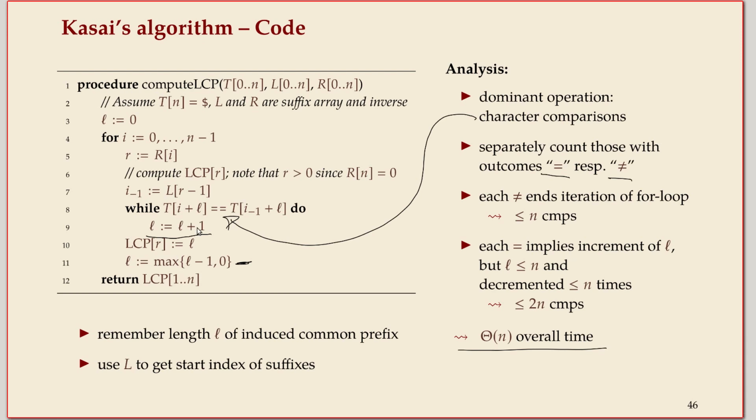It's incremented only by 1 for each comparison. It stays below n, and it's decremented at most n times. That means it can be incremented a total of 2n times at most. And that gives you the overall linear time.